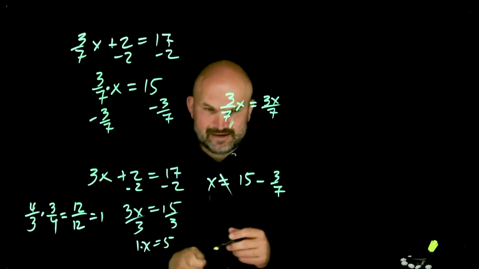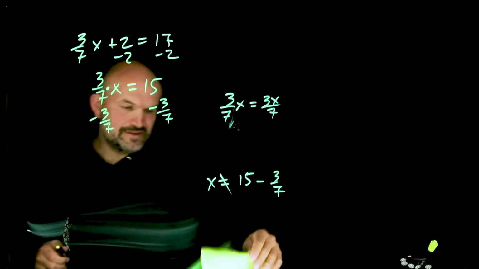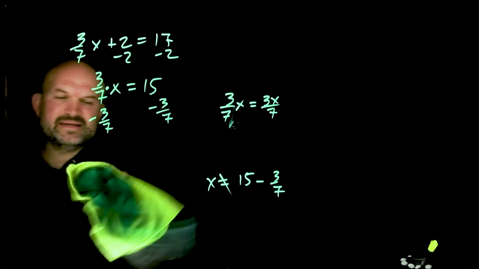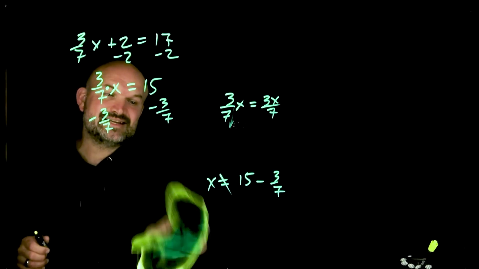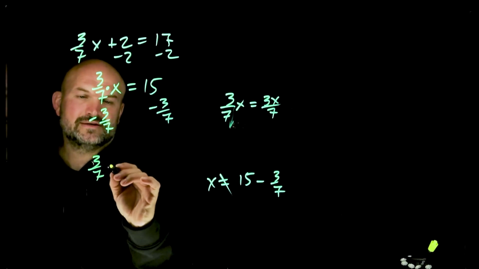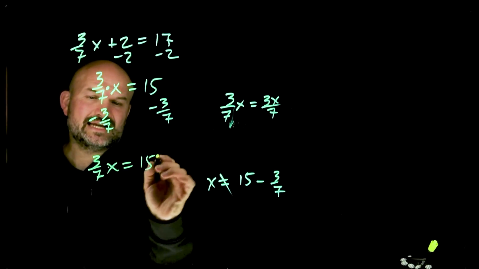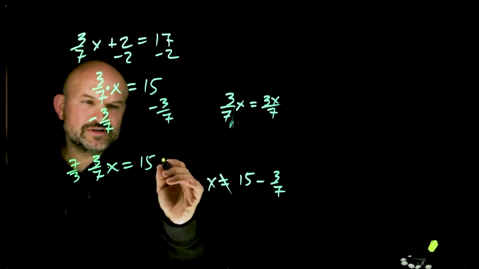So what I want you to think about is, all right, if I have 3/7 x, what would be the reciprocal of 3/7? And if you're thinking in your head that it's 7/3, then you are correct. So in this case, I have 3/7 x equals 15. I know I need to get this to 1. So what I'm going to do is multiply by 7/3.